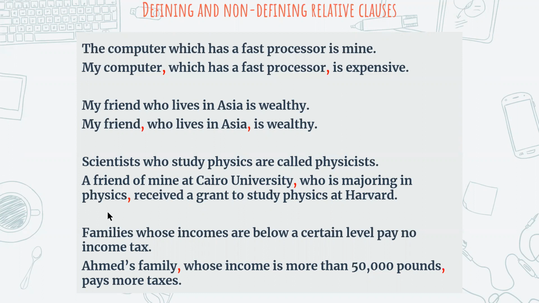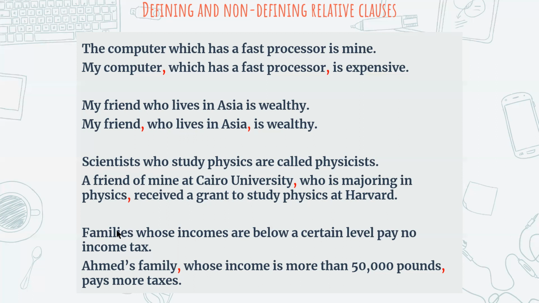Anyway, families whose incomes are below a certain level pay no income tax. And Ahmed's family, whose income is more than 50,000 pounds, pays more taxes. So here I have two sentences. The first one has a defining relative clause. Families whose incomes are below a certain level pay no income tax. So I can't just leave out whose incomes are below a certain level.